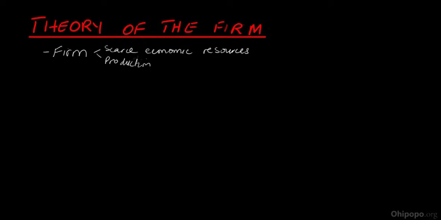Now, since it's a business unit, it may be in the form of what? It may be in the form of a sole trader, it may be in the form of a partnership business, and also it may be in the form of a joint stock company. And it is very obvious that the theory of the firm is mostly concerned with the analysis of the firm's output and its pricing decision.